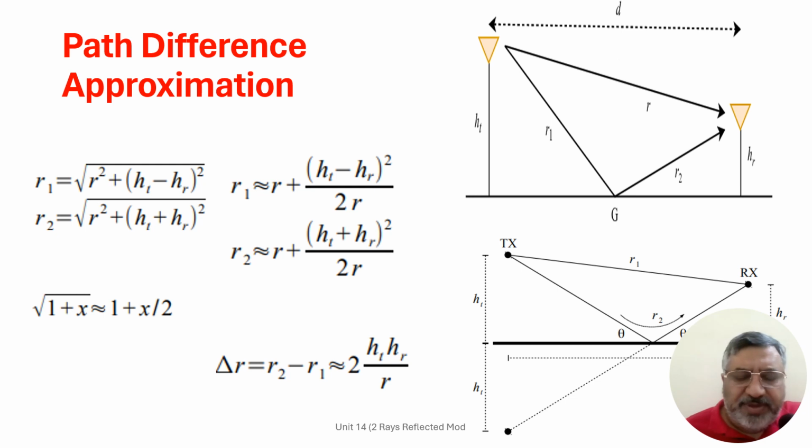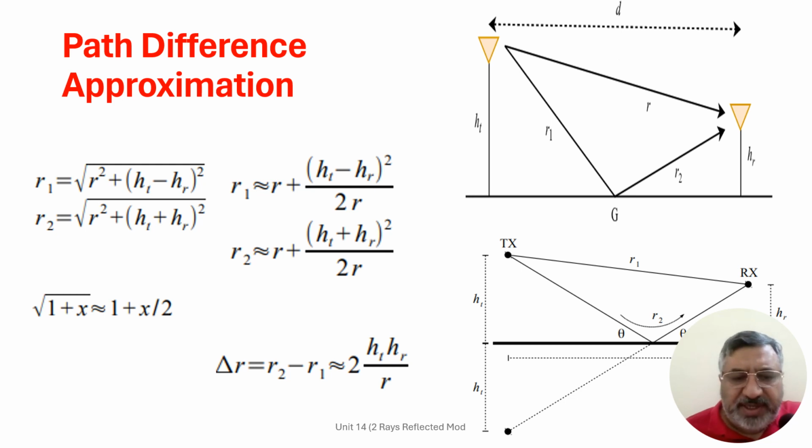If you carefully observe the given diagram, you will realize that R1, R2, and R are making some right angle triangles, and the Pythagoras theorem can be applied, which is c squared is equal to a squared plus b squared. So with the help of the Pythagoras theorem, we calculate R1 is equal to the square root of R squared plus (HT minus HR) squared. And similarly, R2 is equal to the square root of R squared plus (HT plus HR) squared.